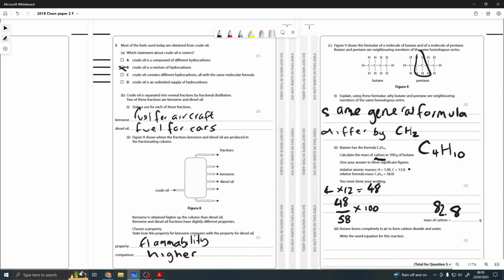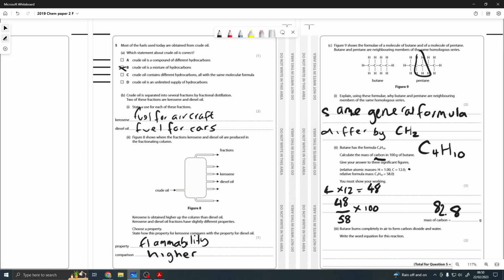Fantastic. Now it says to give your answer to 3 significant figures, hence I have, you'll note, your final answer from this would not be to 3 significant figures. My calculator says 82.759. You've got to do it to 3 significant figures.